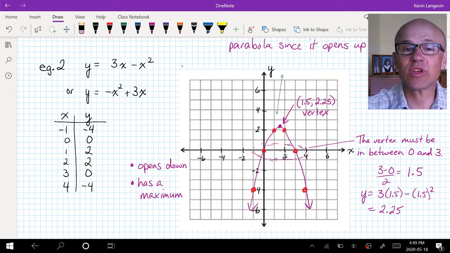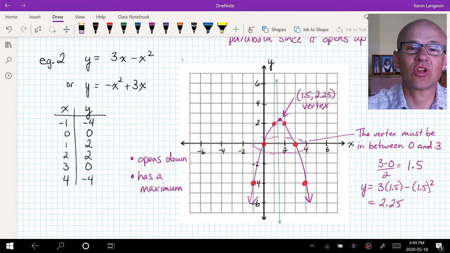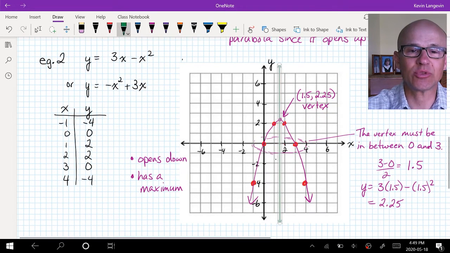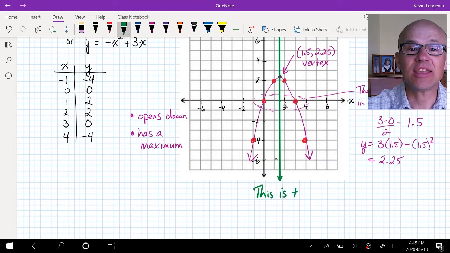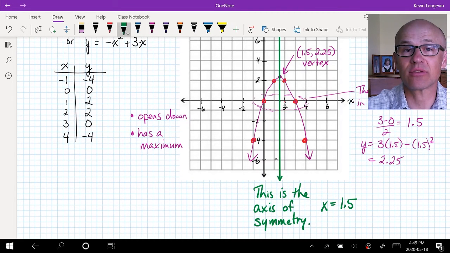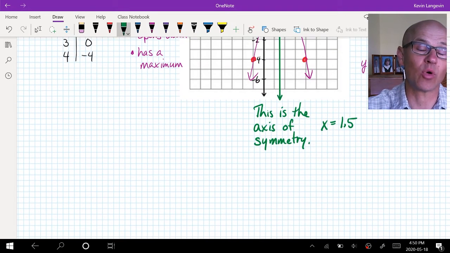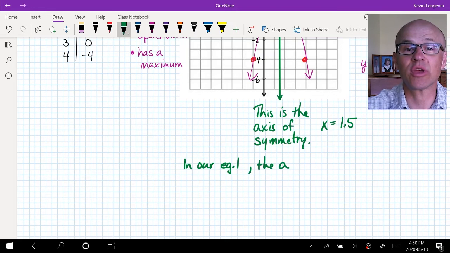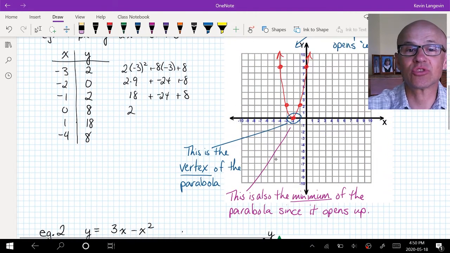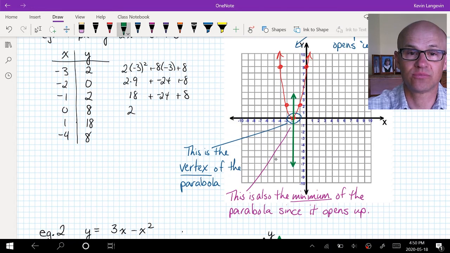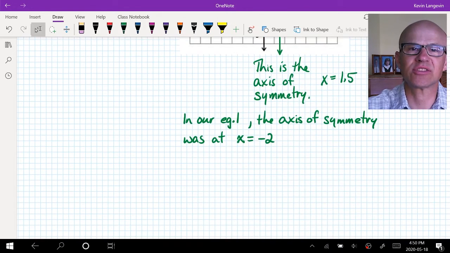The last thing that we need to know about parabolas so far is what's called the axis of symmetry. So a parabola looks exactly the same left and right if I can find the line right through the middle. And in this case, the line right through the middle goes through the vertex at 1.5. So that would be the equation x equals 1.5. In our first example, the axis of symmetry was at -2. X equals -2.